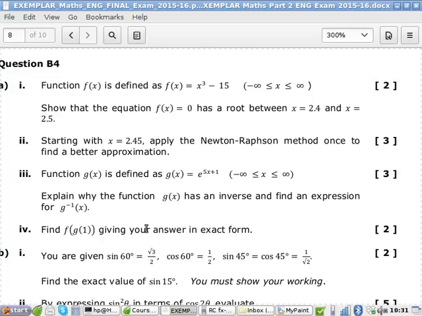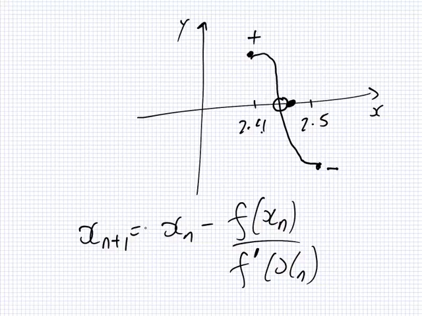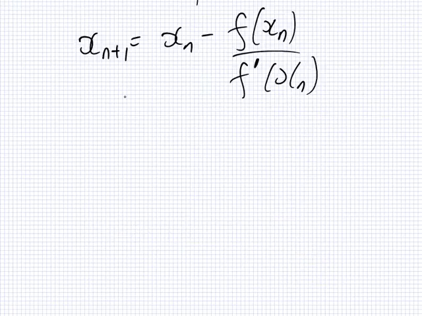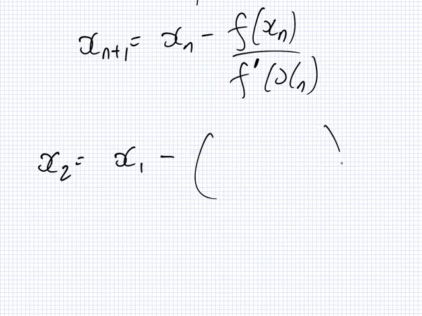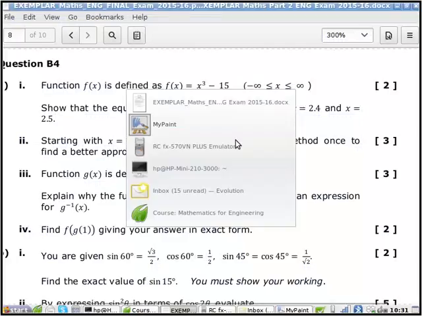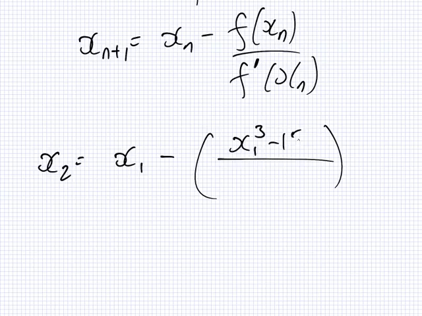Okay, Musharif, let's have a look then. So, I skipped the first part because you got a positive and a negative. So the second part is the juicy part, Newton-Raphson. So x2, you wrote the formula wrong. It's x1 minus x1 cubed minus 15, and then the derivative is 3x squared.